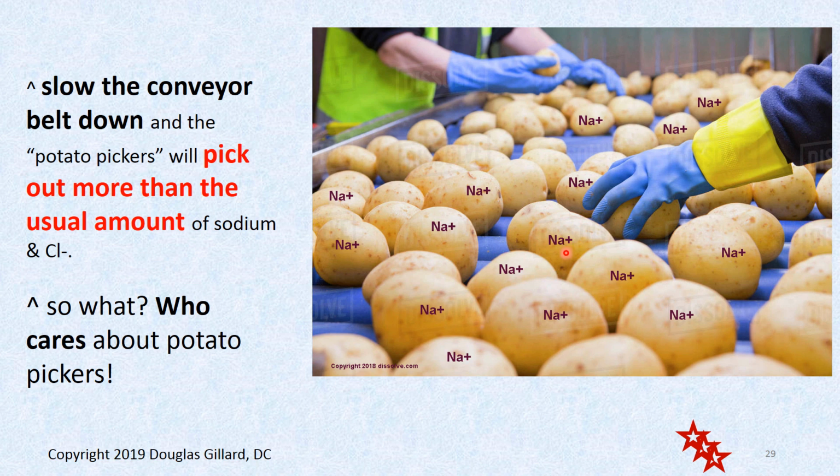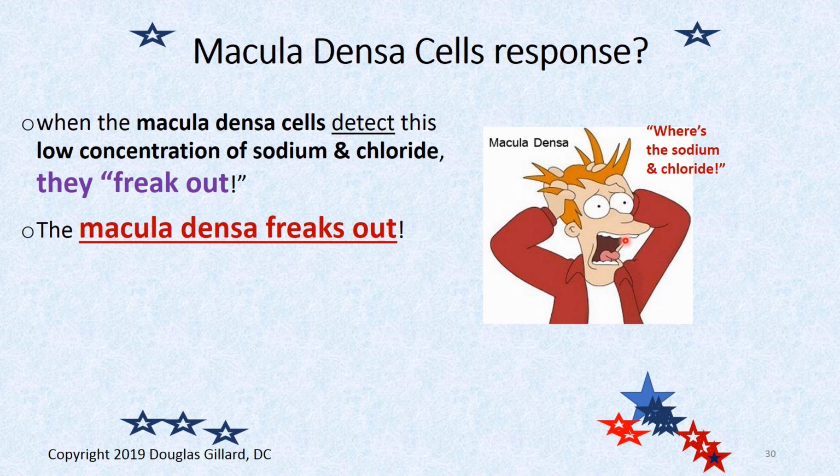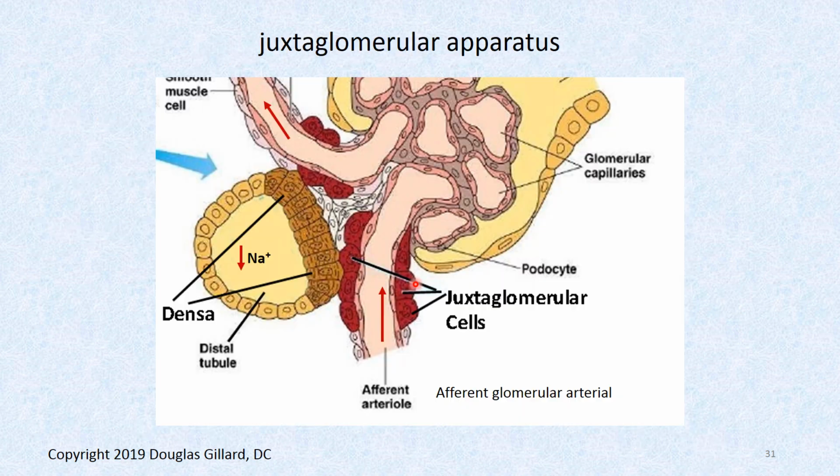And so who cares about that? The potato pickers don't care, but we know somebody does. The macula densa just absolutely freaks out. Oh my God, there's not enough sodium in the filtrate. We've got to do something about it. So decreased sodium and chloride too sets it off. They elbow their buddies here and say, hey, we've got an emergency. There's decreased sodium in the filtrate. We've got to fix that. We need more pressure because this isn't right. There's a complicated mechanism we won't talk about, but they communicate.